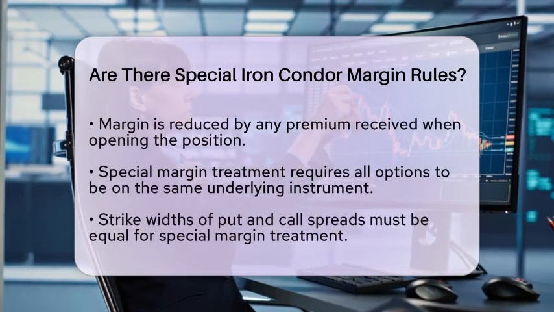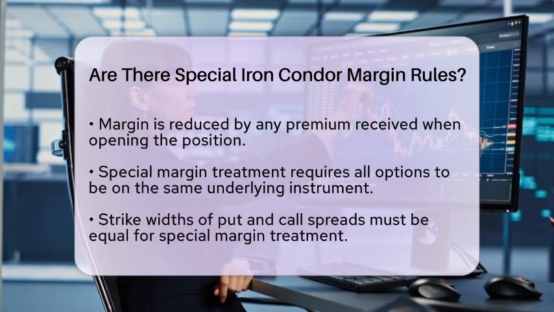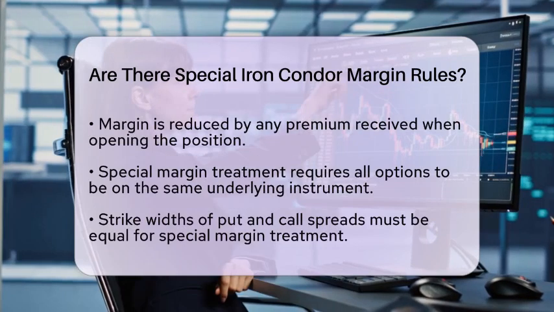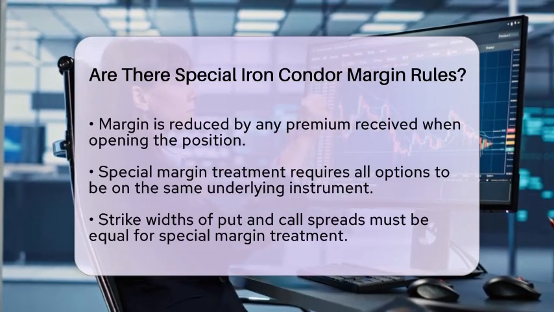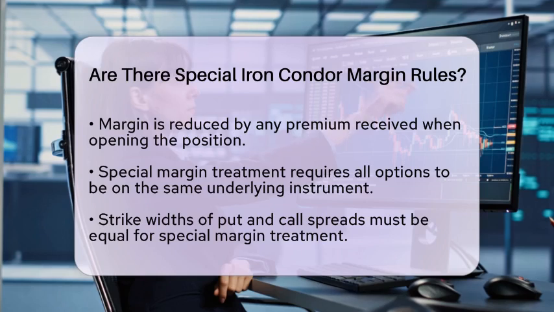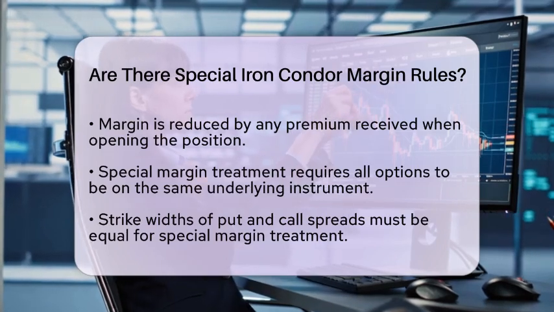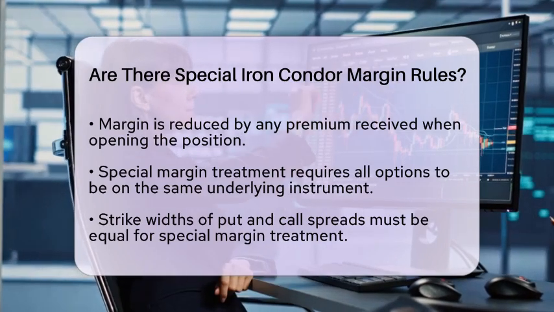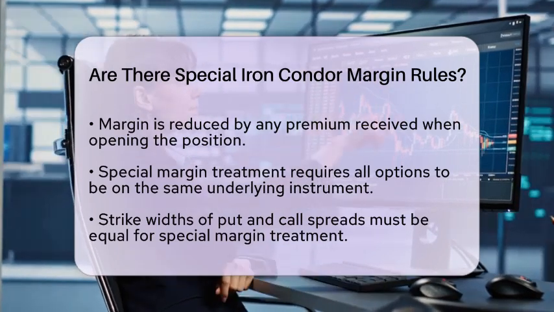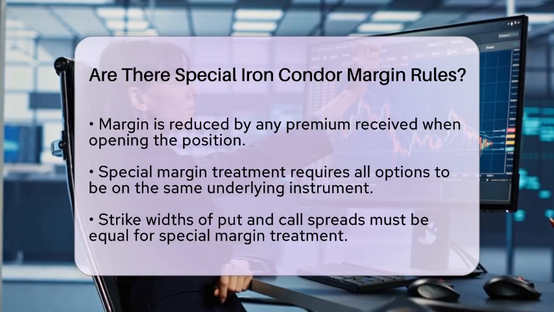To qualify for the special margin treatment under exchange rules, all options must be on the same underlying instrument, have the same expiration date, and have different strike prices. Additionally, the strike widths of the put and call spreads must be equal. If the strike distances differ, the position will be treated as two separate spreads, each with its own margin requirement.